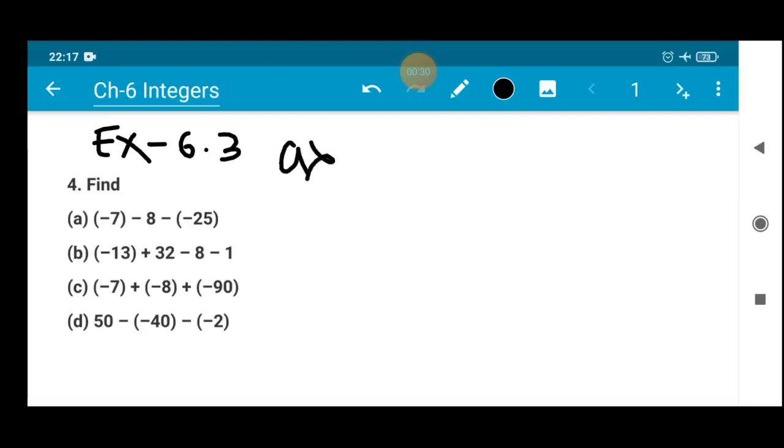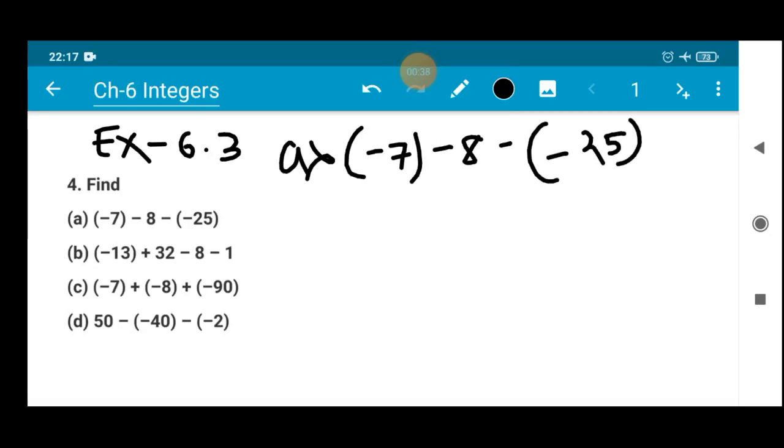The first question here is part A: minus 7 minus 8 minus, and inside the bracket there is minus 25. The rule we are applying here is the rule of multiplication of signs. Minus 7 is outside the bracket, so let's take it outside. Now minus 8, whatever is there, write that.